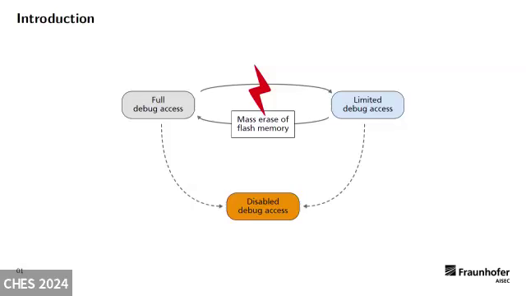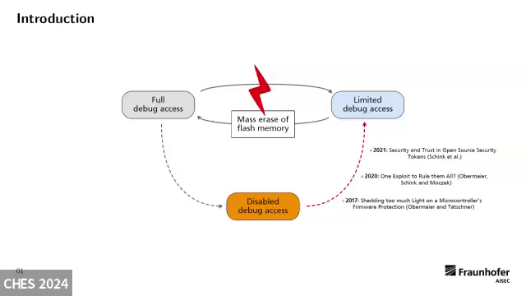Another remark is that some microcontrollers are able to fully disable the debug interface, which would be a countermeasure against this attack. However, there are multiple reasons why you encounter devices with limited debug access in the field. For example, if you want to do failure analysis, you're not able to fully disable your debug interface. The other reason is that there are known attacks that bring you from a disabled debug interface to limited debug access, and with this attack vector now from limited to full debug access. So with, for example, the publication in 2021 and this publication, we now have a full attack chain from disabled to full debug access.